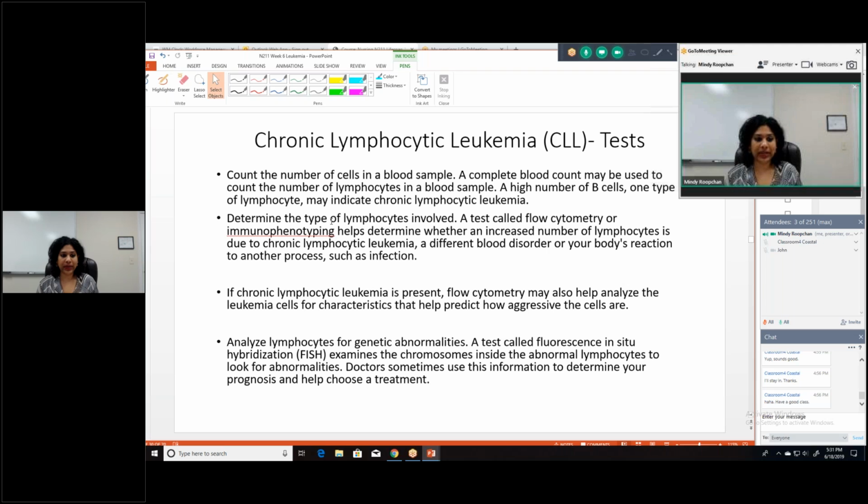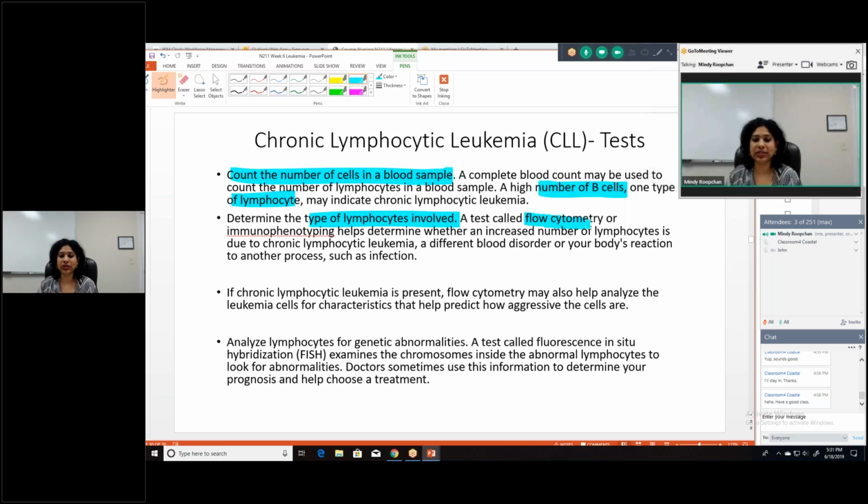So the test that would be done, they will count the number of cells in a blood sample. Sounds like a game. A complete blood cell count is used to count the number of lymphocytes. A high number of B cells, one type of lymphocyte, indicates CLL. Determine the type of lymphocytes involved.